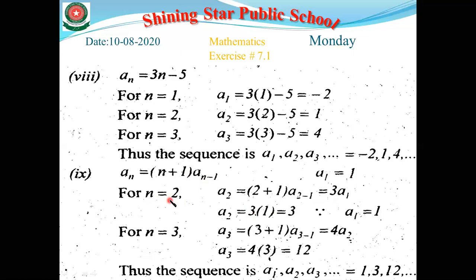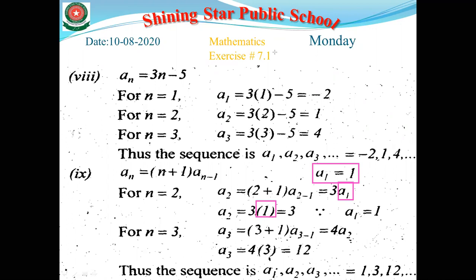So when we put n equal to 2, it becomes a2 equals (2 plus 1) multiply a(2 minus 1). Now 2 plus 1 is 3. 2 minus 1 is 1. Now that is equal to 3 a1, and a1 is 1, which is given in your question. A1 is given, so here a1 is equal to 1. So that's why we use 1 here. Now 3 multiply 1 is 3.